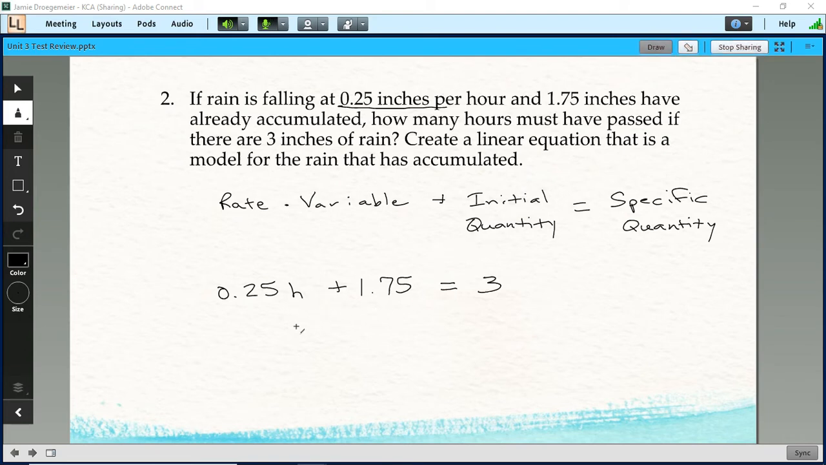And the order here doesn't matter. I could have started with the initial quantity since it's just addition there. Either one of those ways of showing that equation is correct.